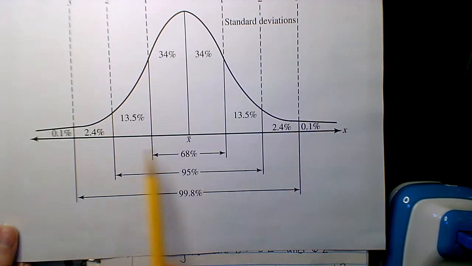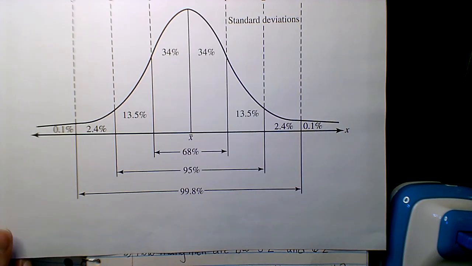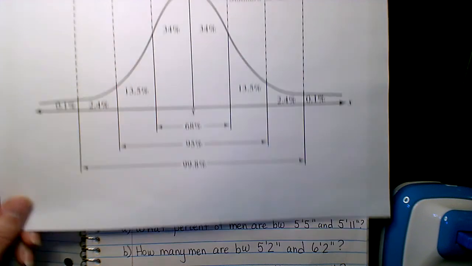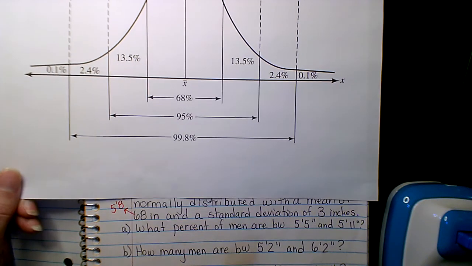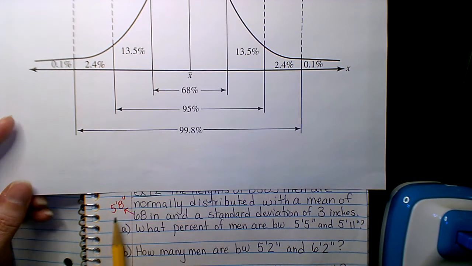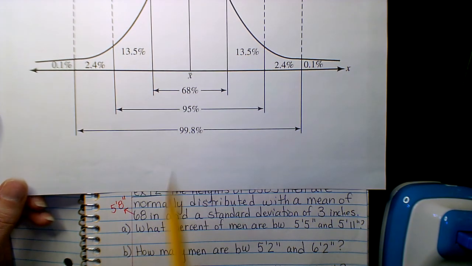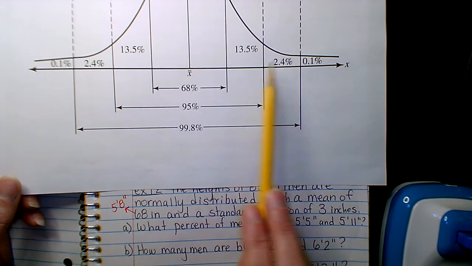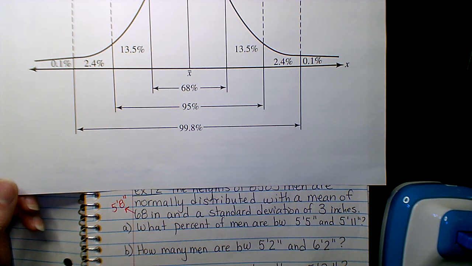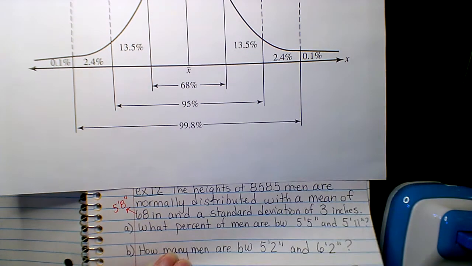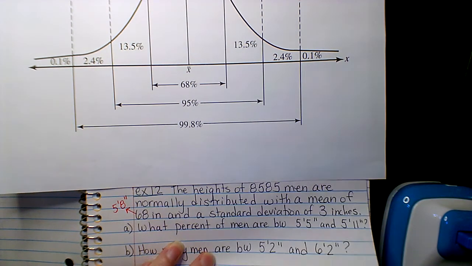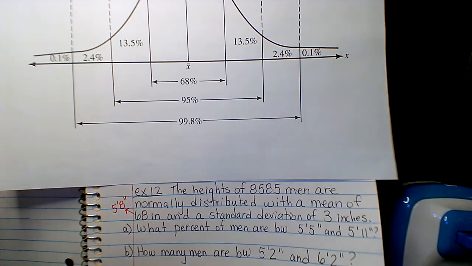So here's what we have. We got that normal distribution going on here. The mean right there in the middle is 5'8", and each group that we go out is going to go out by 3 inches. So let's go ahead and draw a curve to go with this specific data.